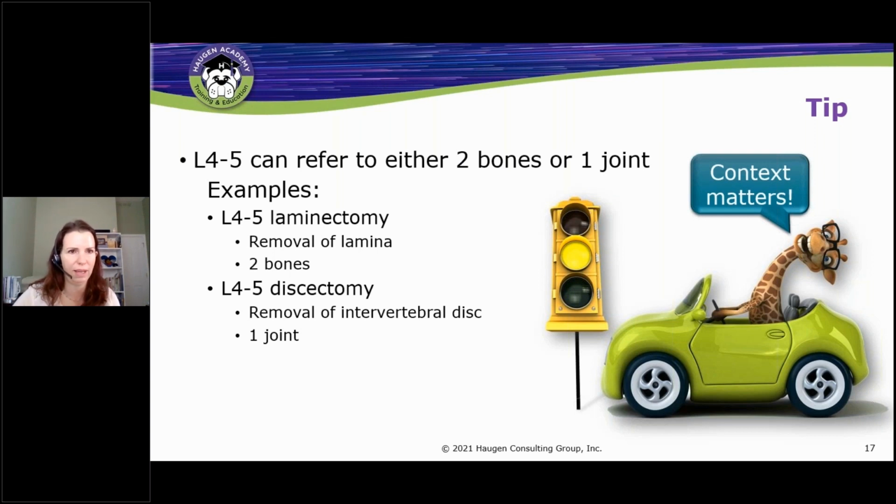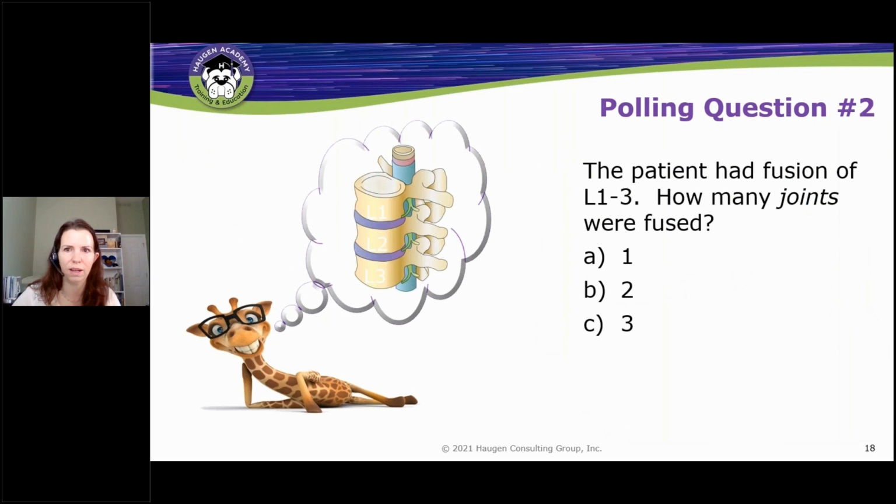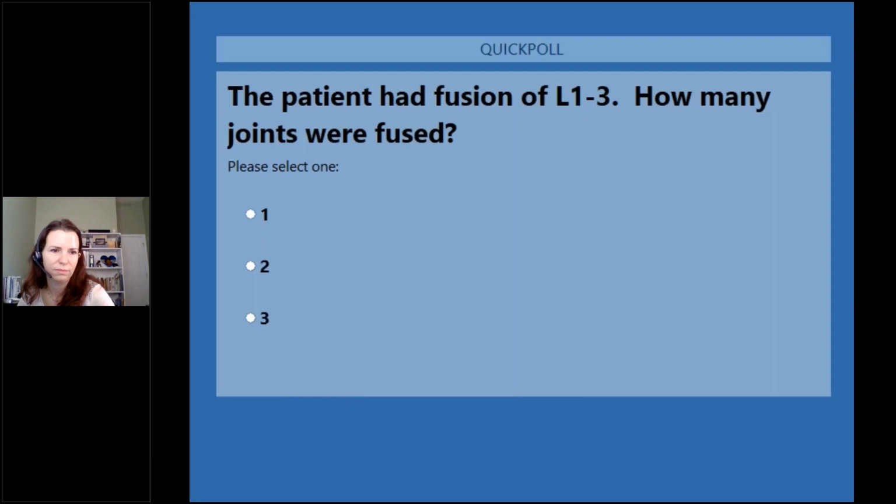So I hope this all makes sense, and it looks like we actually get to practice a little bit of what I said with our next polling question. You got it. All right, so polling question 2: the patient had a fusion of L1 to L3. How many joints were fused? Is that 1, 2, or 3 joints? So give everyone a couple of seconds. If you're with a group, you can get consensus and vote on behalf of the group. All right, let's see what folks say.